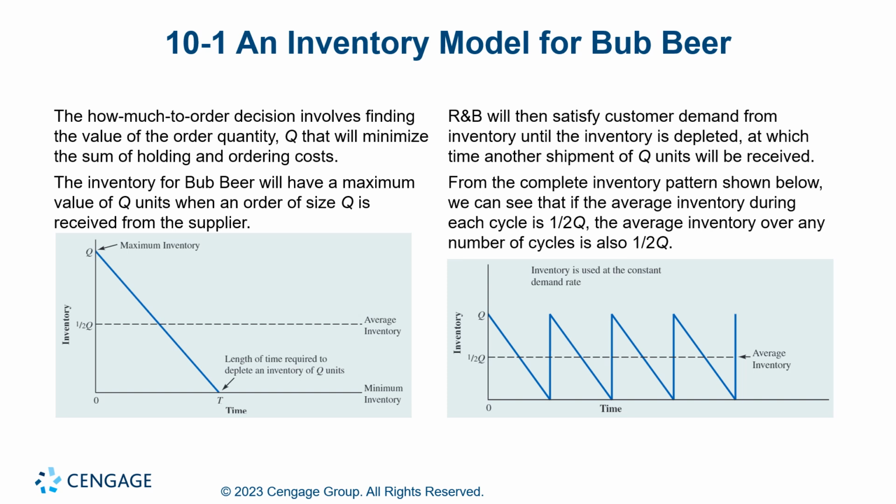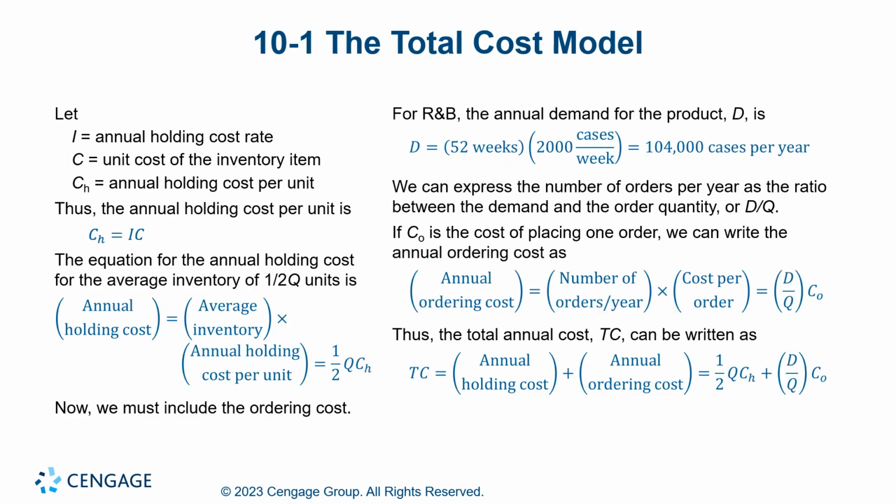And the average inventory is shown by the dashed line over here, which is half of Q, or Q divided by 2. And this level should appear reasonable because the maximum inventory is Q and the minimum is 0, and the inventory declines at a constant rate over the period. So the holding cost can be calculated using the average inventory. That is, we can calculate the holding cost by multiplying the average inventory by the cost of carrying 1 unit in inventory for the stated period.